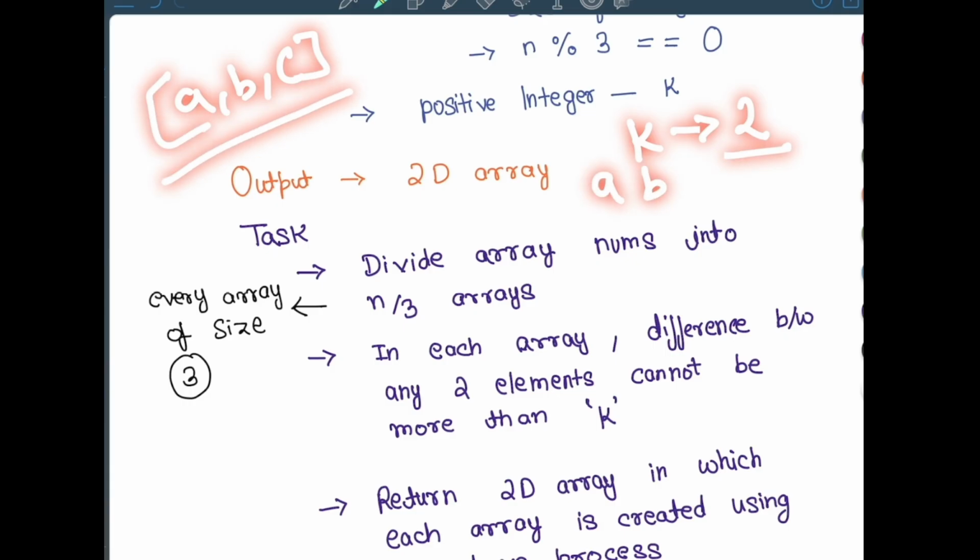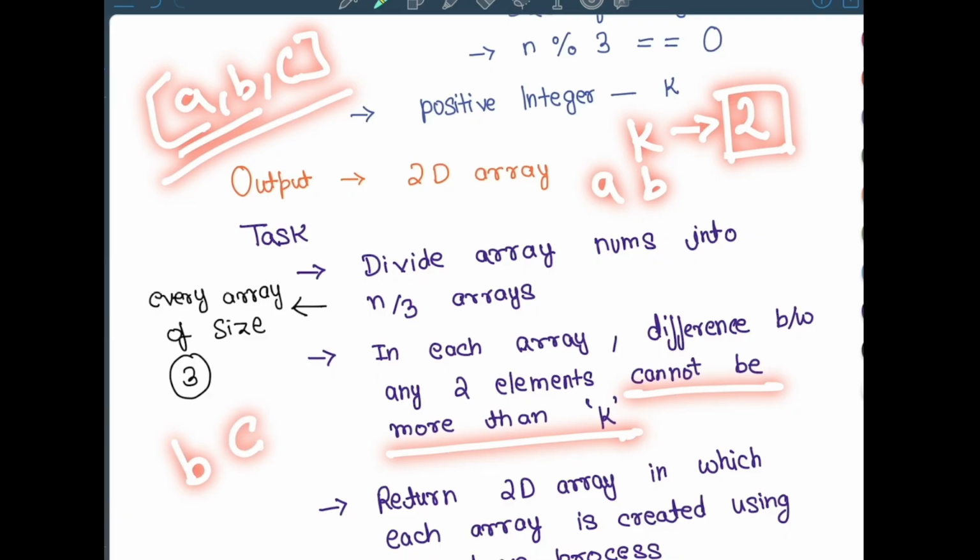It can be 0, it can be 1, it can be 2, but it cannot be more than k. It cannot be more than 2. The difference between a and b cannot be more than 2. The difference between b and c cannot be more than 2. And the difference between c and a cannot be more than 2.